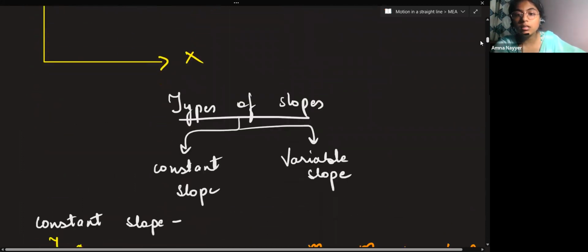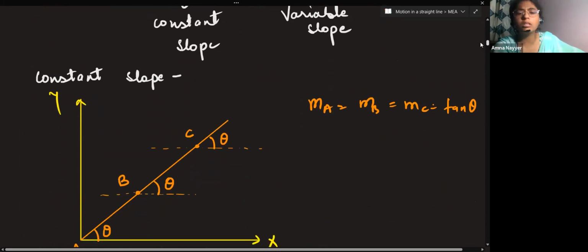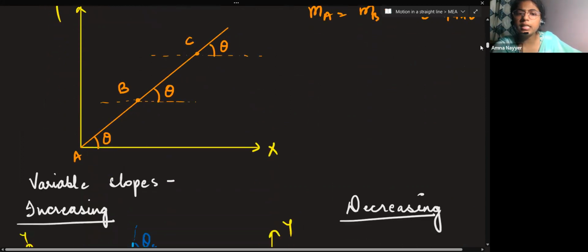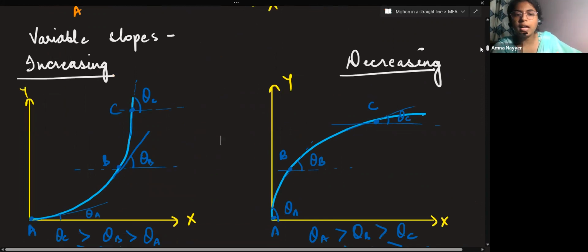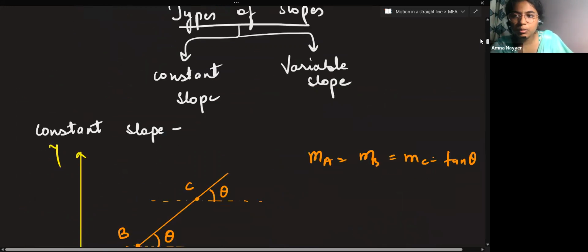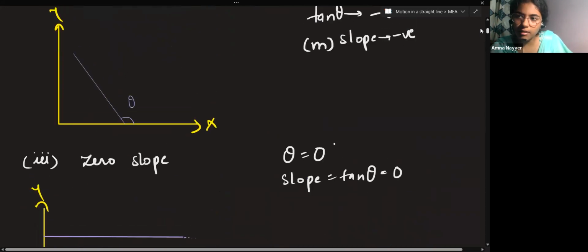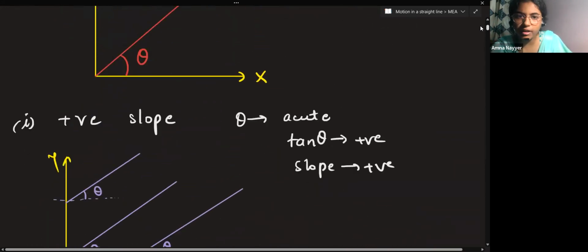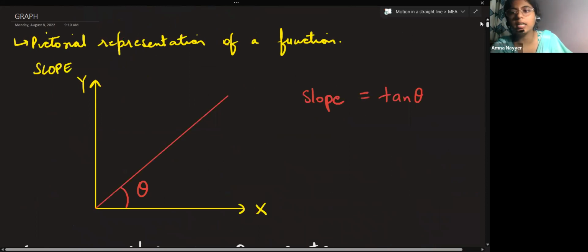Now these slopes are also constant and variable. Constant slope means theta should be the same everywhere. In case of variable, theta is different everywhere. So if the angle is increasing, that is your increasing slope. If the angle is decreasing, it's your decreasing slope. Clear? Just do one thing, note down all these. After you have noted down, we'll take a break of 5 minutes, then we'll continue further. Whichever graph you have not understood, you can ask me.